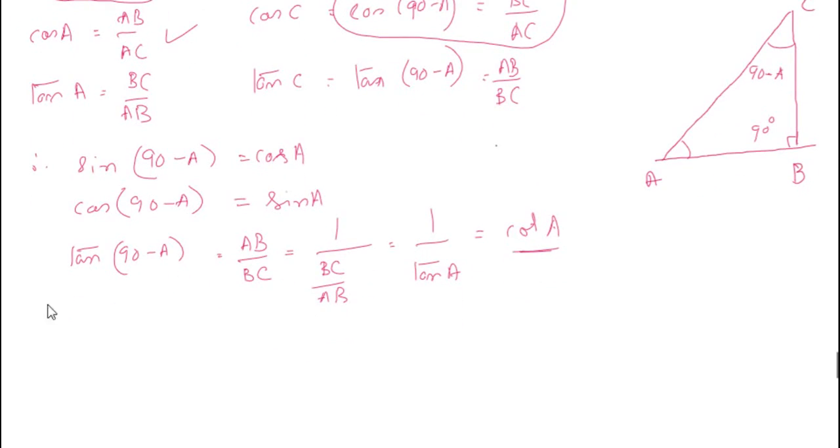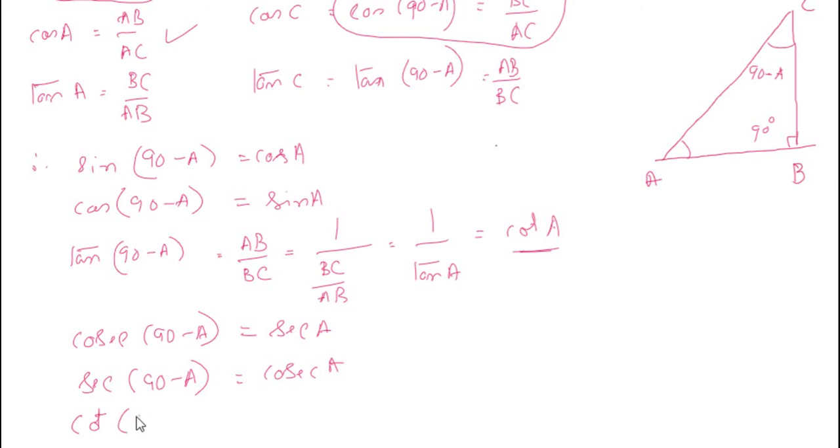Now similarly, we can prove that cosec 90 minus A equal to sec A. Sec 90 minus A equal to cosec A, and cot 90 minus A is equal to tan A. This is the way the 6 ratios of complementary angles are related, where angle A and angle 90 minus A, which is nothing but C. A and C are the complementary angles.